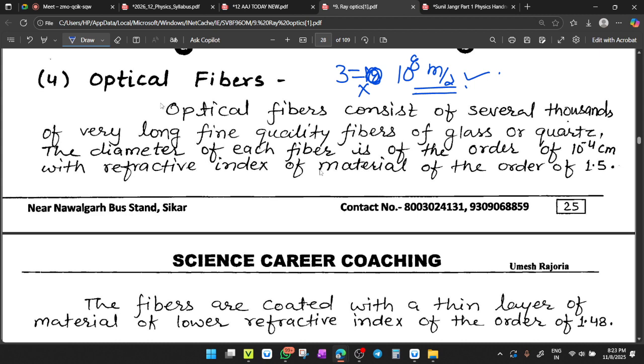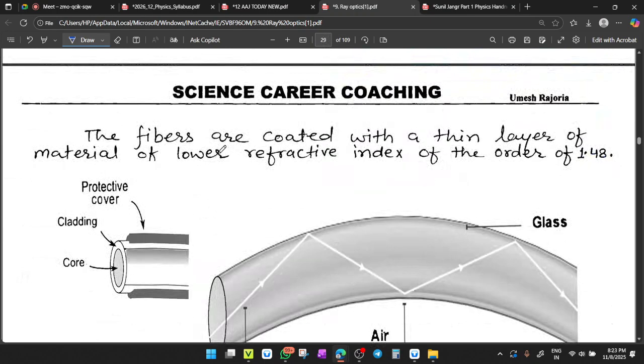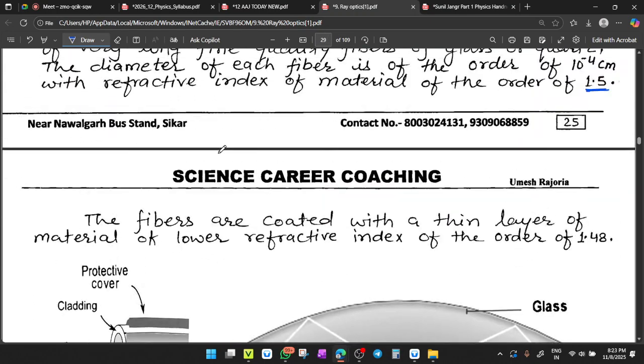That is quite high. So these fiber cables are used for communication purposes. Optical fibers consist of several thousand very long fine quality fibers of glass or quartz. Glass or quartz means two types of material may be taken there. The diameter of each fiber is of the order of 10 to the power minus 4 centimeter, with refractive index of the material about 1.5. The fibers are coated with a thin layer of material of lower refractive index, of order 1.48.